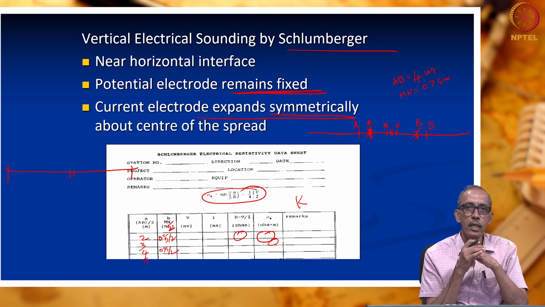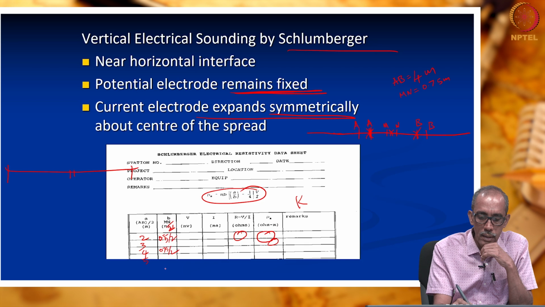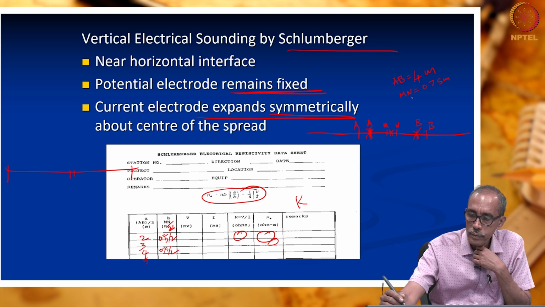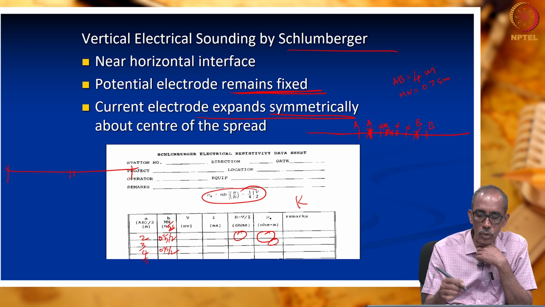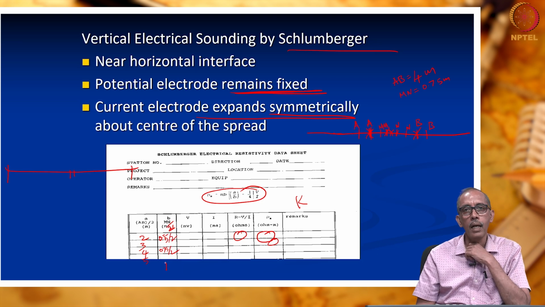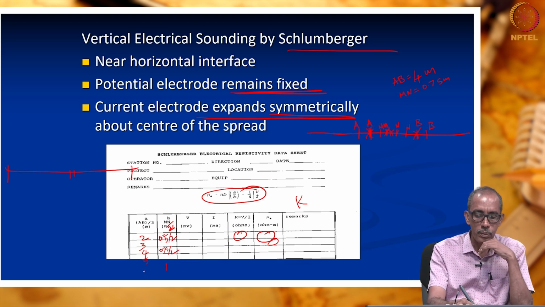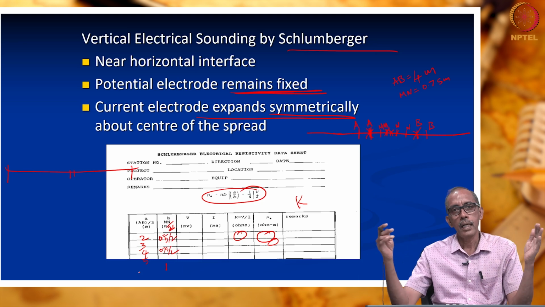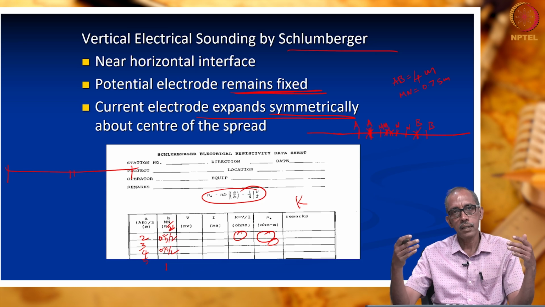So, what we need to do is, after carrying out the survey for 4 or 5 AB by 2 values, we will also increase the distance between MN. Let us say we will shift the MN also to some greater distance. This is my new MN. MN is, let us say, at 2 meters, so MN by 2 value will be 1 meter. Then we again increase the distance between AB, carry out the survey for 4 or 5 locations. Again we will increase the distance between MN.